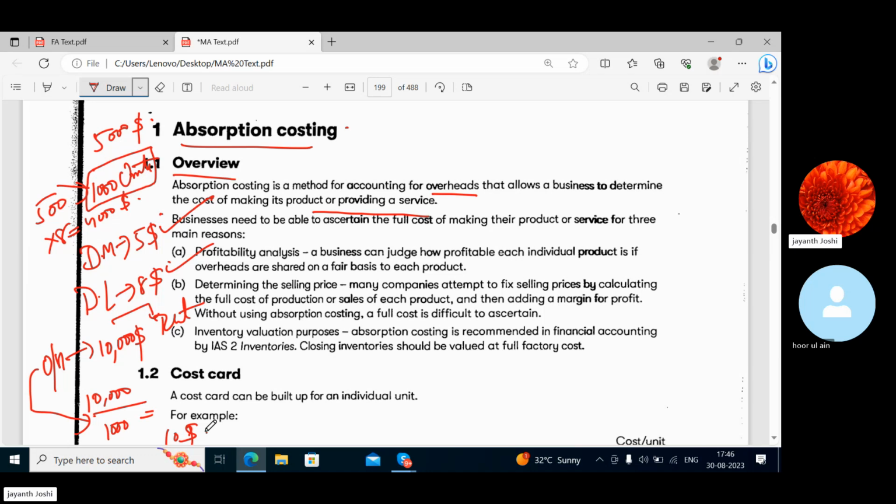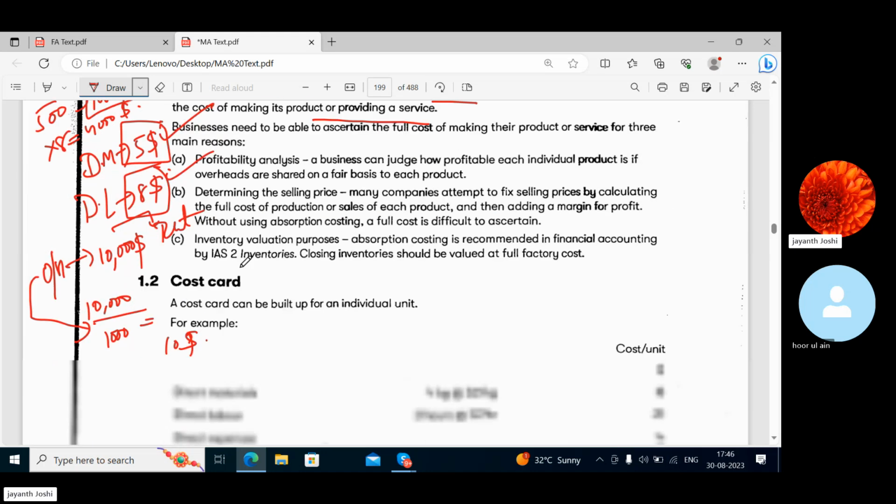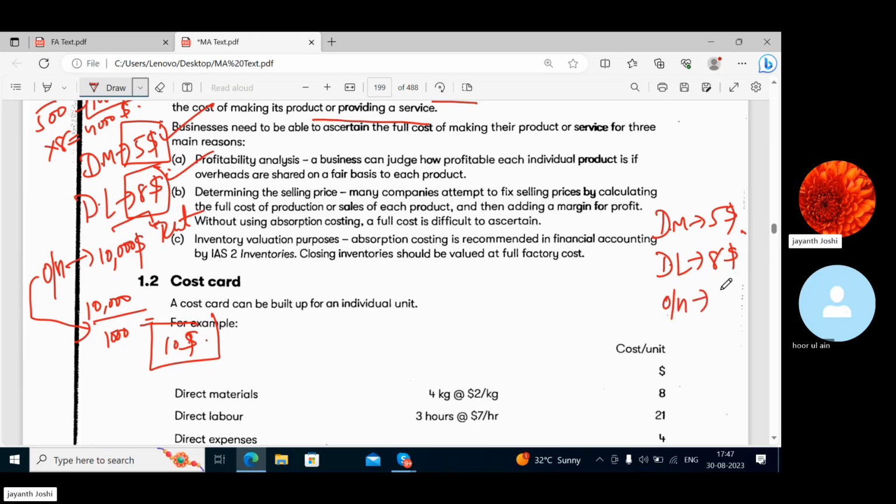So when I get the per unit cost of the overhead, it becomes easy for me to find out the cost of the product. If I know what is my direct material, what is my direct labor, and what is my overhead, here my overhead is $10. For making a product, I know I require material, which is $5. I know I require labor, who will work on the machine for producing the product. And I know the overheads right now are $10. So if I add them, it becomes $23. This is the cost of the product.